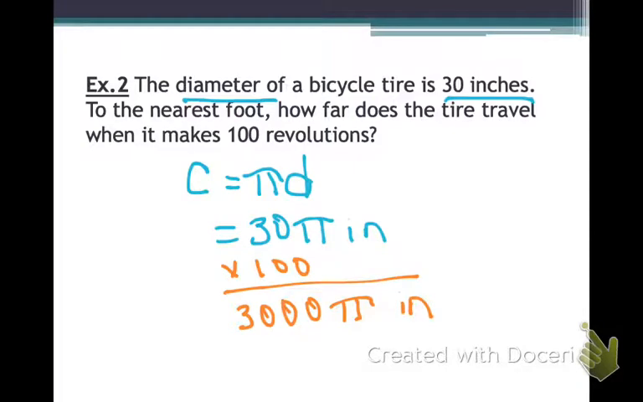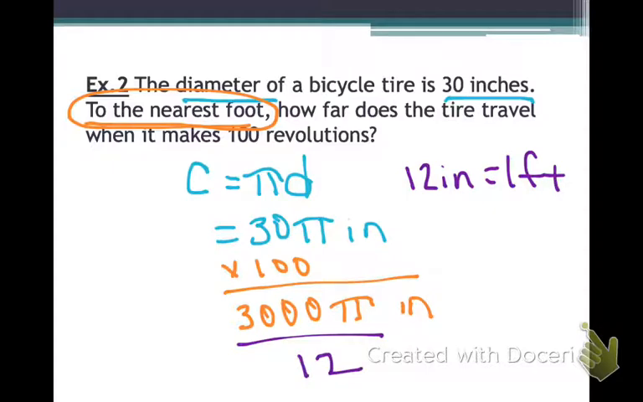Now, you have to be careful here because it says to the nearest foot. My answer right now is in inches. So remember, there's 12 inches in 1 foot. So we're going to take this and divide it by 12. We're just going to do the approximate answer because it does say to the nearest foot. Now, when you type this in your calculator, if you want to do it all at one time, you will need to put parentheses around the 3,000 pi. So open a parenthesis, 3,000 pi, close parentheses, divided by 12, and then hit your equals. And you should get approximately 785 feet.